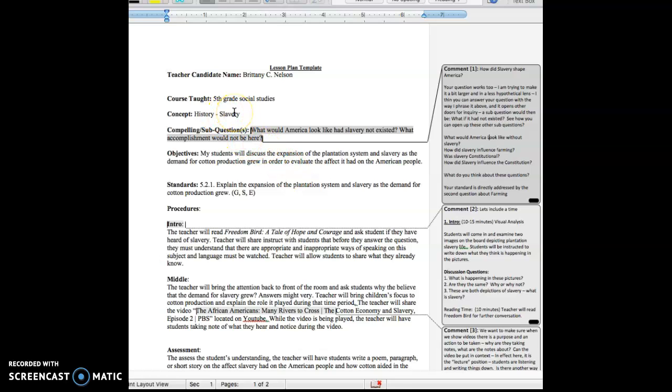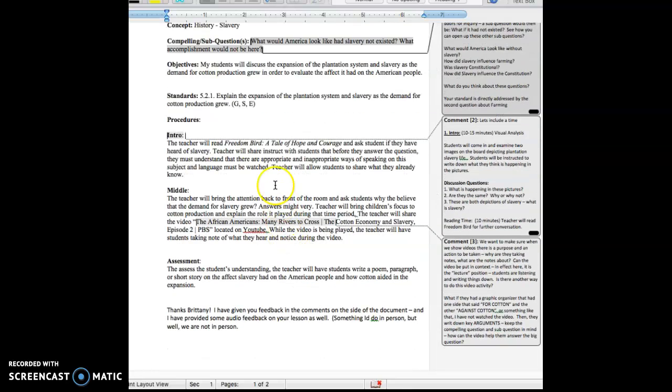Concepts: critical. Slavery. Slavery is a concept. I would also argue another concept you're addressing here is plantation farming, or just farming itself. So now getting into the procedures. You've got an intro, you've got a middle, and an assessment. So it seems like this is the outline that you've been taught before, and this is the outline you want to use. That's fine.